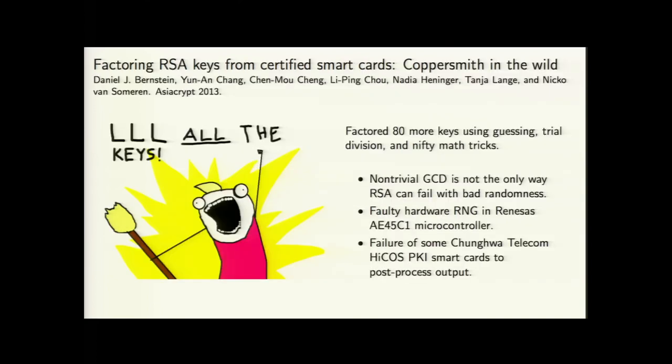By extrapolating cleverly, doing some trial division, random guessing, and some nifty math tricks involving lattices, we were able to factor 80 more keys. This is a lesson that there are lots of ways that crypto can fail if you have a bad random number generator. There's lots of structure in these problems. It turns out the root of the problem was a combination of two things. There's a faulty hardware RNG in the Renesas AE45C1 microcontroller, which is one of the cards they were using for this PKI deployment. And this was combined with a failure to do any post-processing whatsoever on the card output. Yes, we factored some keys.